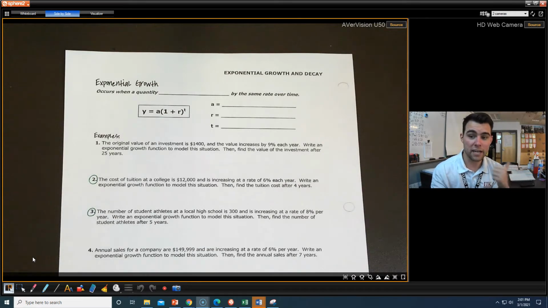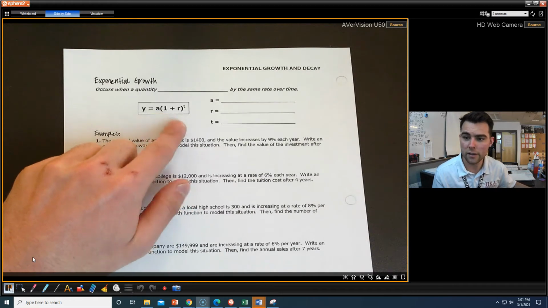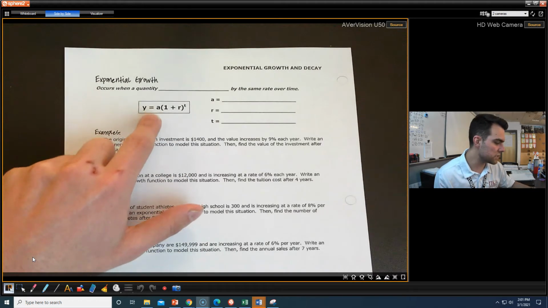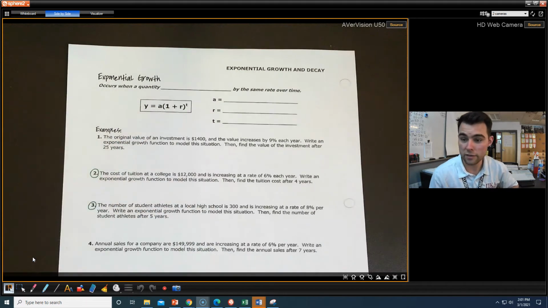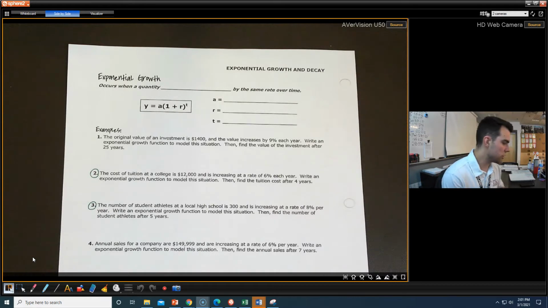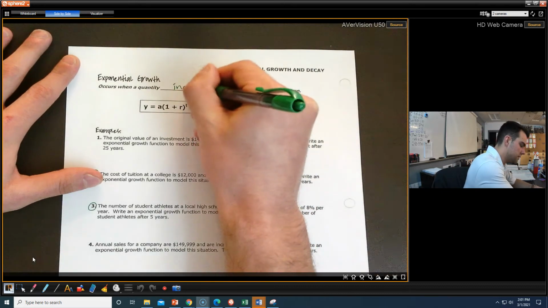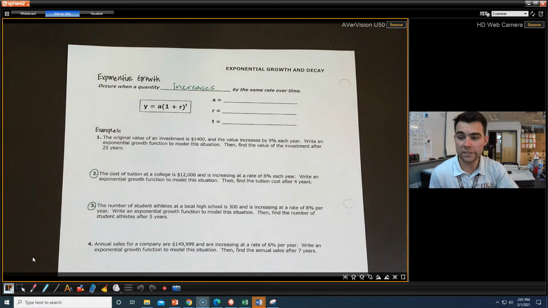Okay, and we can actually measure that growth of population with an exponential growth equation that we have right here. And so we're going to talk about what each of these variables are, this a, this r, this t, and try to do some problems and actually use this guy because it's more or less a tool at our disposal. So exponential growth occurs when a quantity increases by the same rate over time.